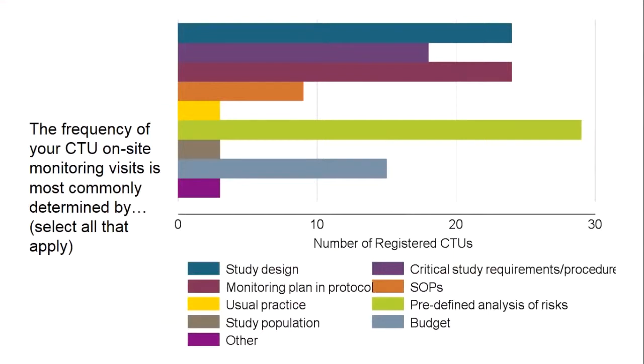We also asked where they got the frequency of going on site from, where that came from. And the major things that more than 20 units said were study design, monitoring plan, and predefined analysis of risks with study requirements or procedures in the trial, and budget coming in next. I think they're what we would expect as well.